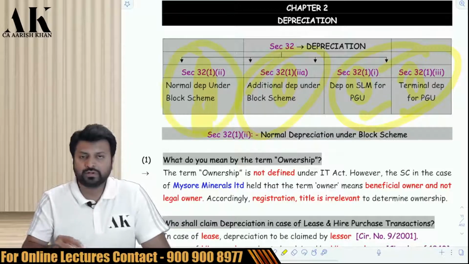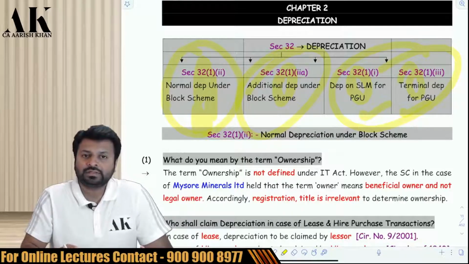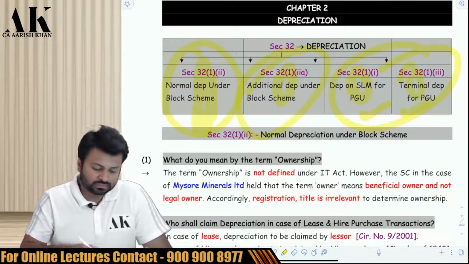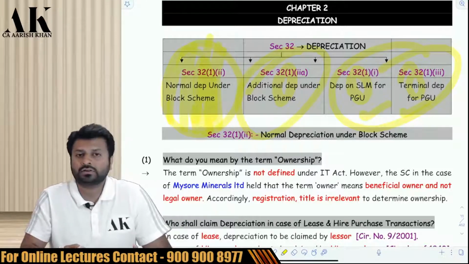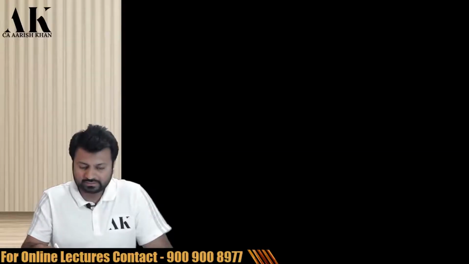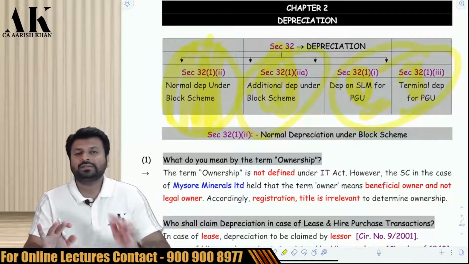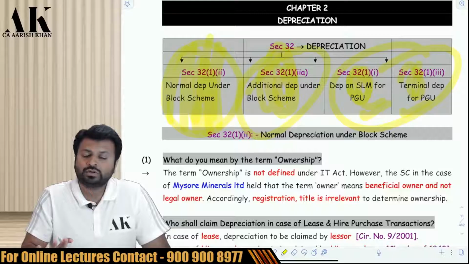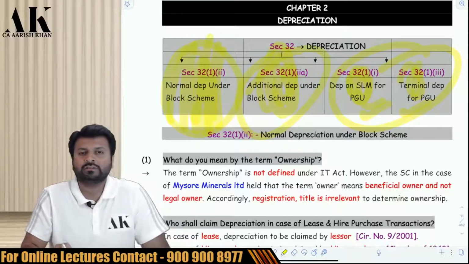The first one which we are going to talk about today, and the maximum depreciation content, at least 90% of the content under depreciation, is with respect to normal depreciation only. The additional depreciation is a matter of 5%. So 90% of the discussion is with respect to normal depreciation only. So focus on that particular part more, because that is the bigger part in the discussion of depreciation.